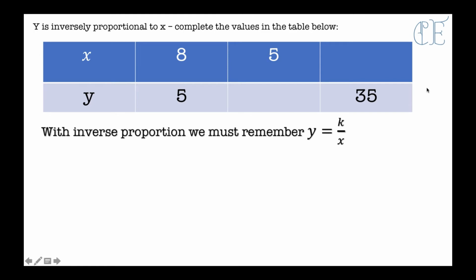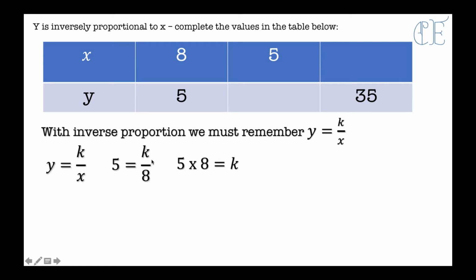All you need to remember is this equation, y equals k over x. The first thing you've got to do is figure out what k is. We know what x and y are because they're telling us one of each value here. So y equals k over x, which means in this case that 5, because it's y, equals k over 8, because 8 is x. So in order to find out what k is, we need to multiply 5 and 8 together to get k on its own.